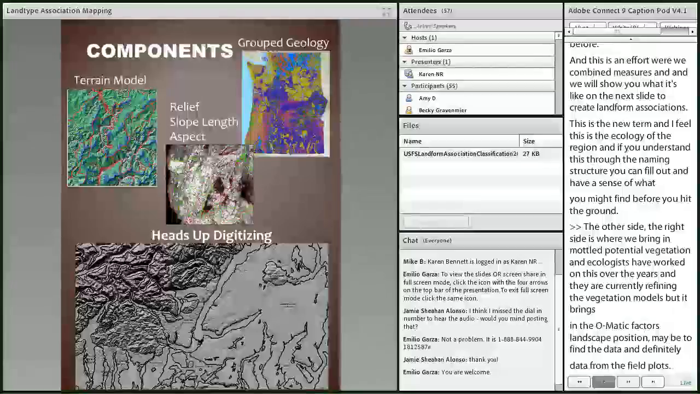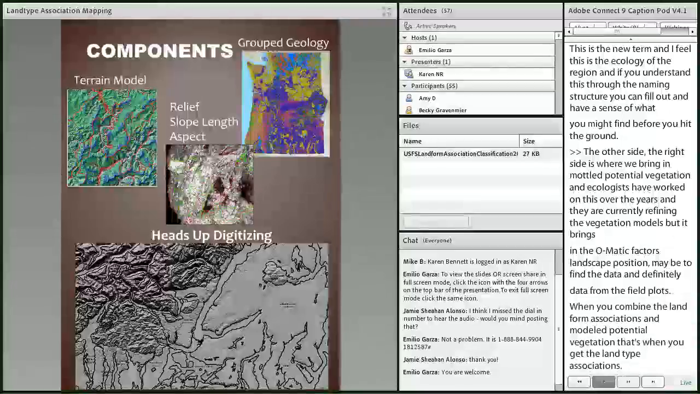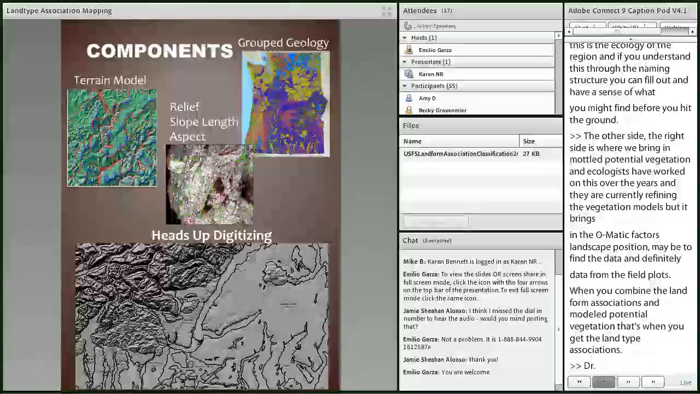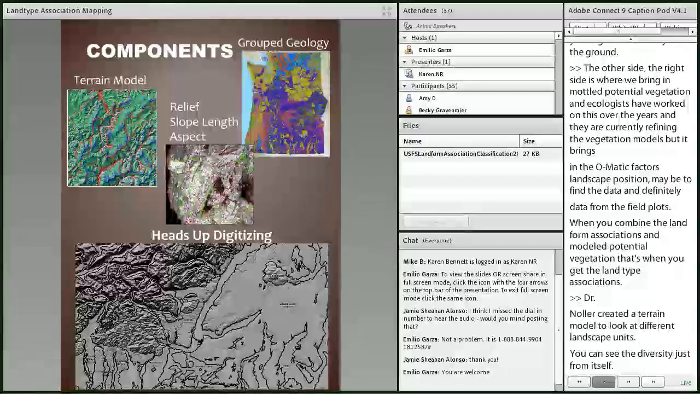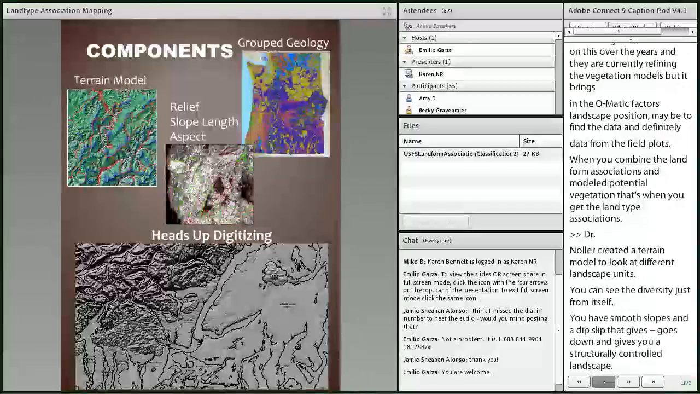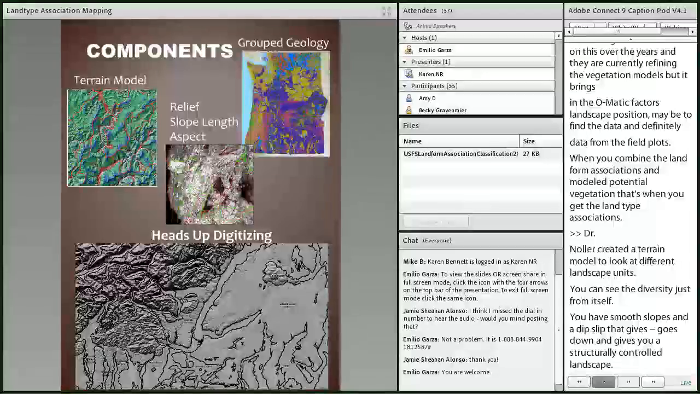Dr. Noller created a terrain model to look at different landscape units. I mean, you can just see the diversity just from this itself. You have really smooth slopes, and an anti-dip slope that goes down, another smooth slope, and a dip slope that goes down, giving you a really structurally controlled landscape. Versus right here, a very highly dissected landscape adjacent to it, and then over here, very smooth. So we used this model to initially define the landscape units.